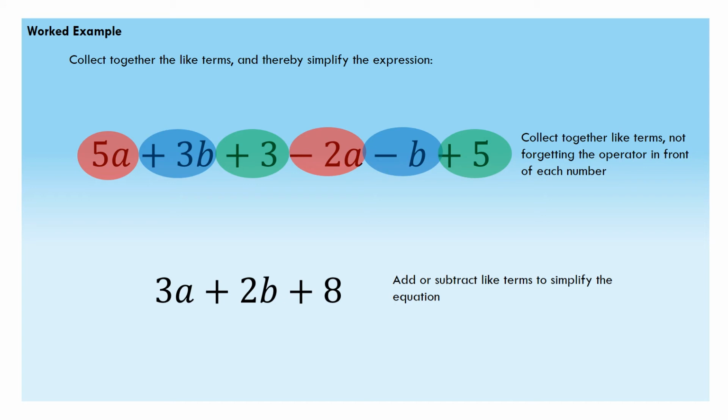When we simplify those, if you look at the red bubbles, 5a minus 2a is equal to 3a. If we look at the blue bubbles, 3b plus 3b minus b is equal to 2b, and the green bubbles, 3 plus 5 is equal to 8. So that equation simplifies down to 3a plus 2b plus 8.